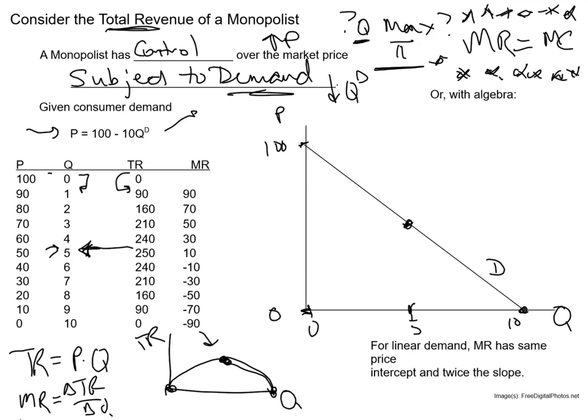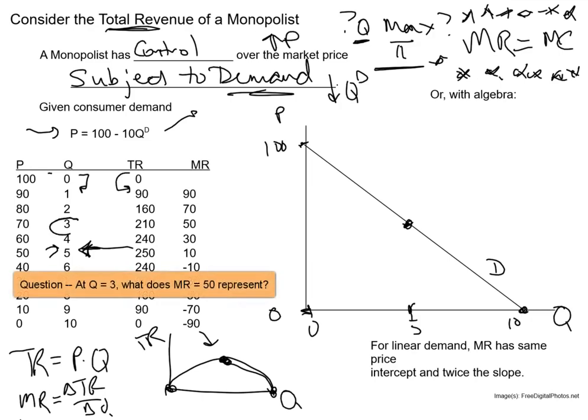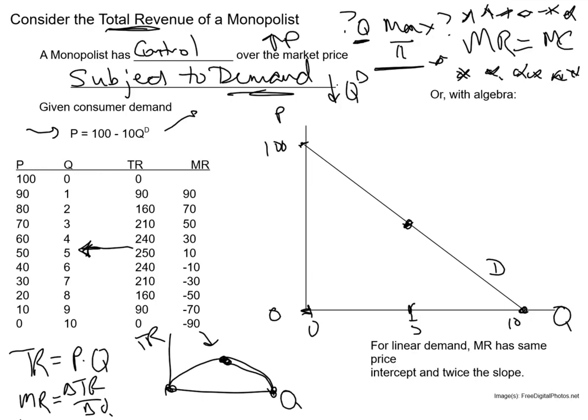Negative 30, negative 50, right? And so on and so on. To make sure we understand what this is, at a quantity of 3, we have marginal revenue of 50. In your own words, explain at a quantity of 3 what marginal revenue of 50 represents. And then my next question is, let's go back to the demand curve.